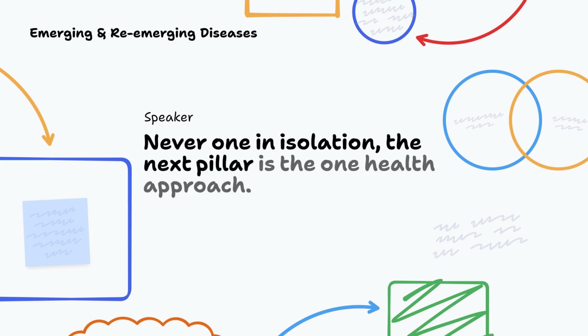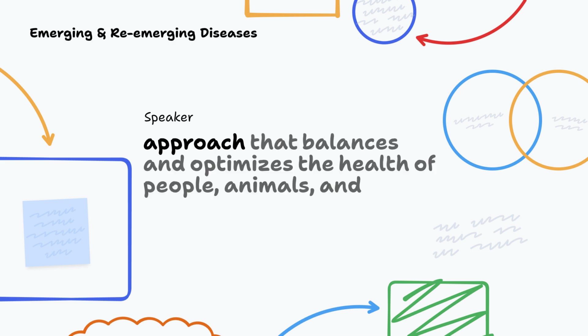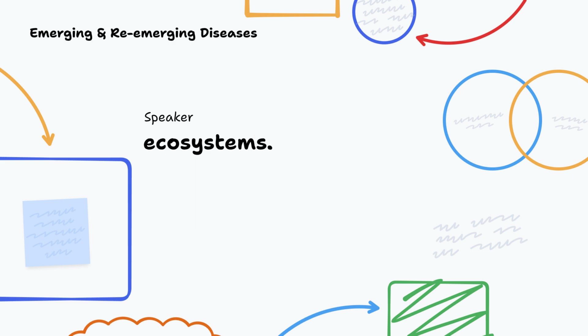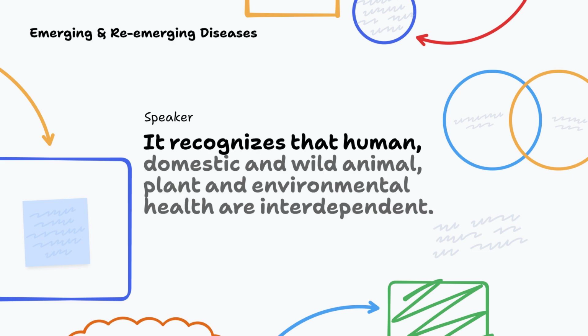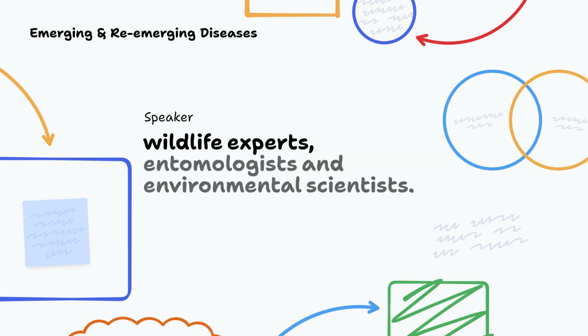The next pillar is the One Health approach. Give us the crisp definition and why it matters. One Health is an integrated, unifying approach that balances and optimizes the health of people, animals, and ecosystems. It recognizes that human, domestic, and wild animal, plant, and environmental health are interdependent. That is why outbreak teams increasingly include clinicians, veterinarians, wildlife experts, entomologists, and environmental scientists.